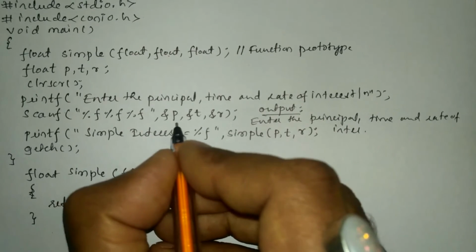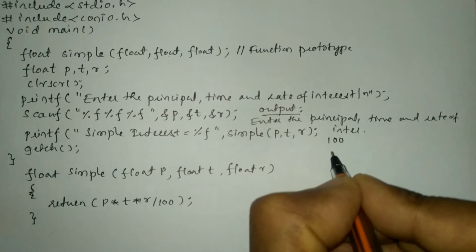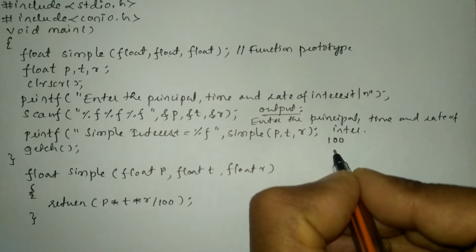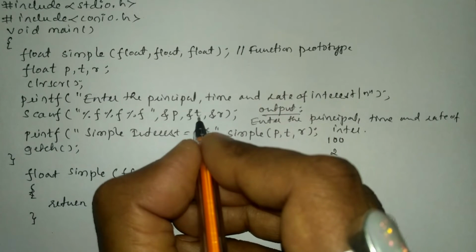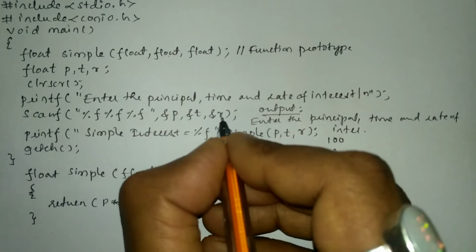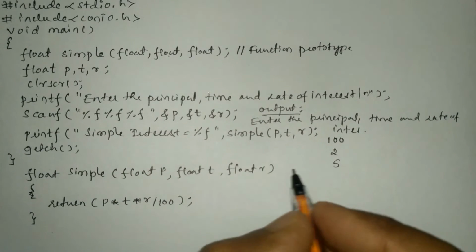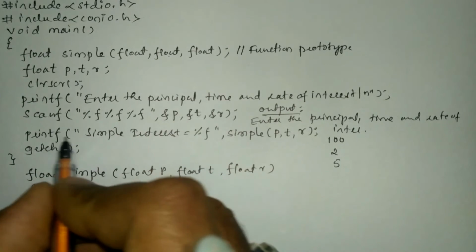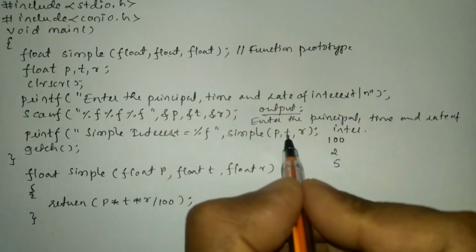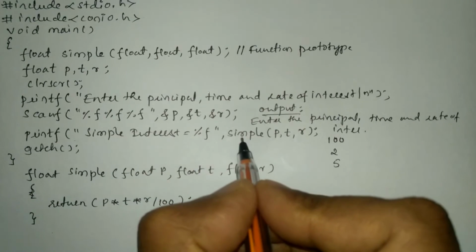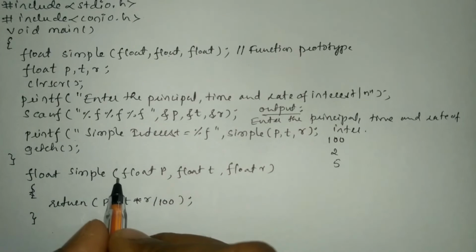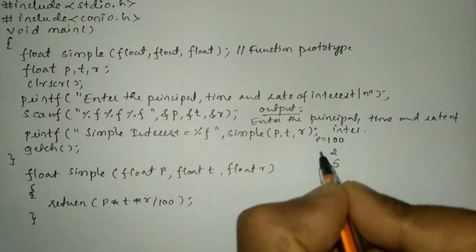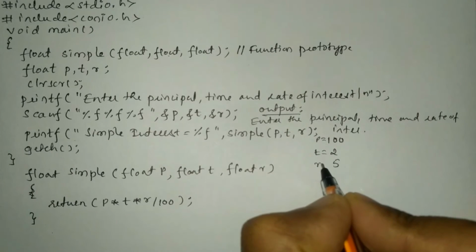Next, after this we need to enter, for example, 100, that will be stored in principal amount, and now I'm going to enter, for example, 2. So 2 years will be stored in time, and next R, for example, I'm going to enter 5, that is rate of interest is 5. So next, we are going to get this particular function call. Control directly jumps to the function definition, and it is going to return by calculating with P equal to 100, T equal to 2 and R equal to 5.